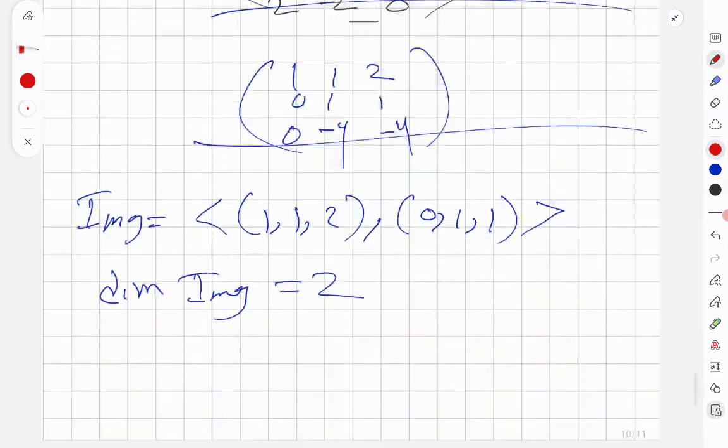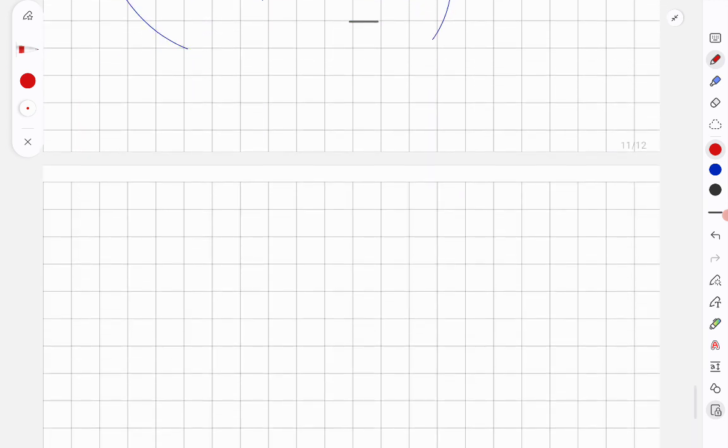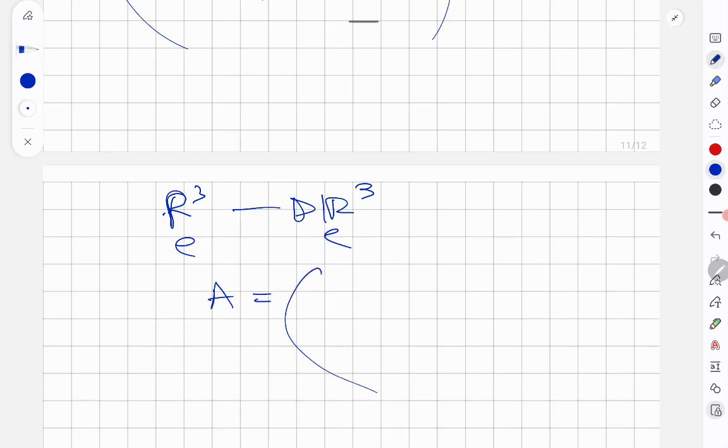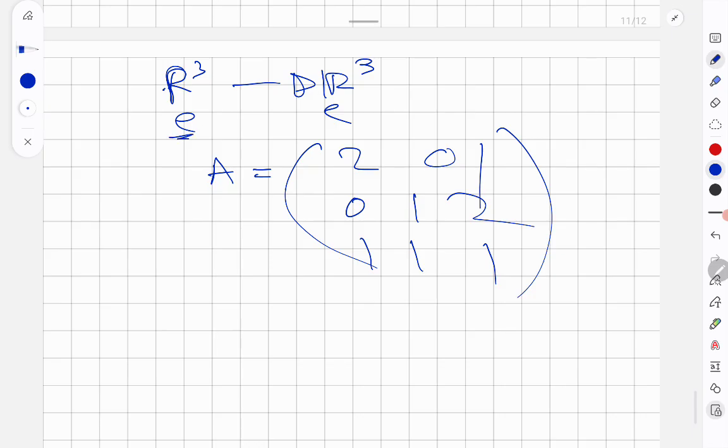And there might be one more question in his mind as well. Let me address it before he asks. For example, if you are given a linear map that goes from R3 to R3, with the standard basis, and the associated matrix with respect to the standard basis is given to you as 2 0 1, 0 1 2, 1 1 1.